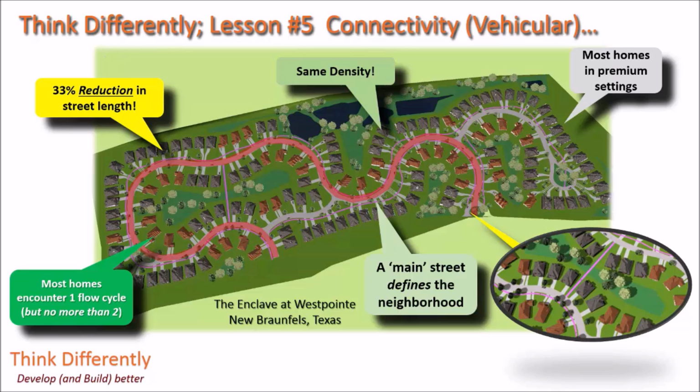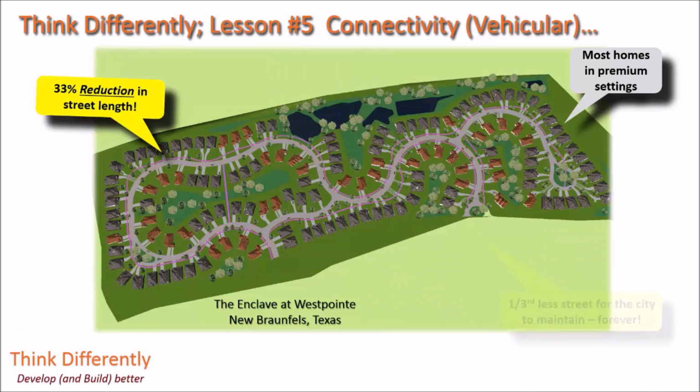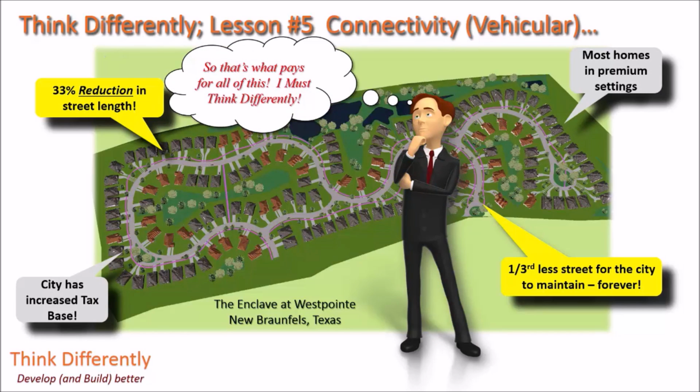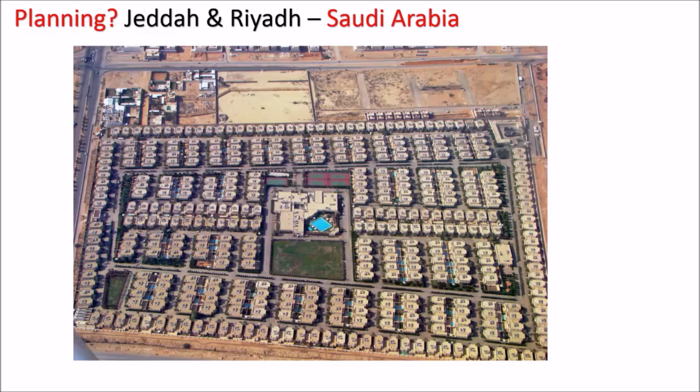But the big thing is you're going to get to and from home with a whole lot less time and a whole lot less energy. So, anyhow, that's starting to tell you what pays for all of this: almost a $1 million advantage over 136 lots. And we'll get into that later.